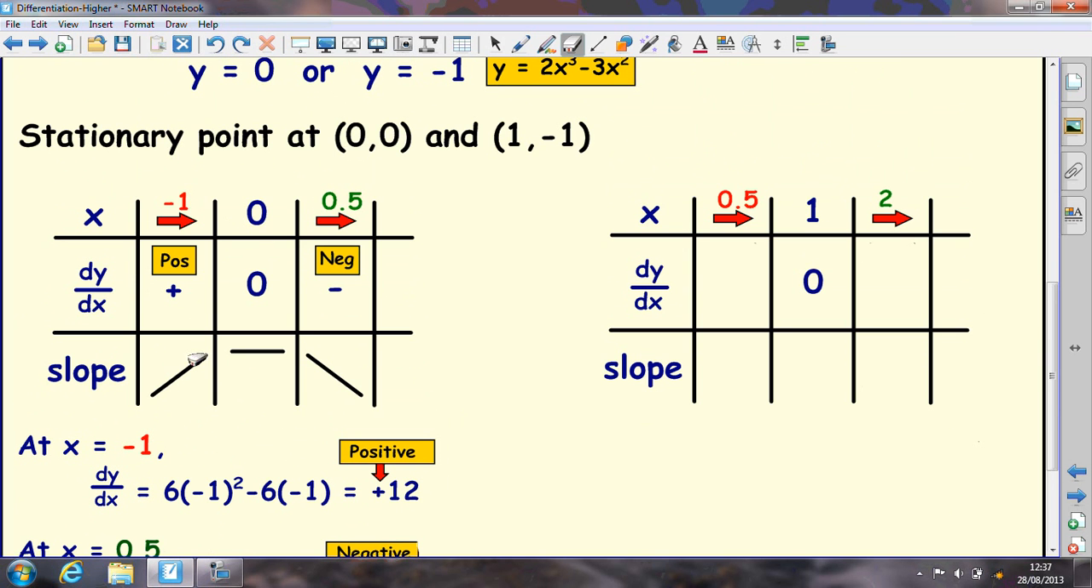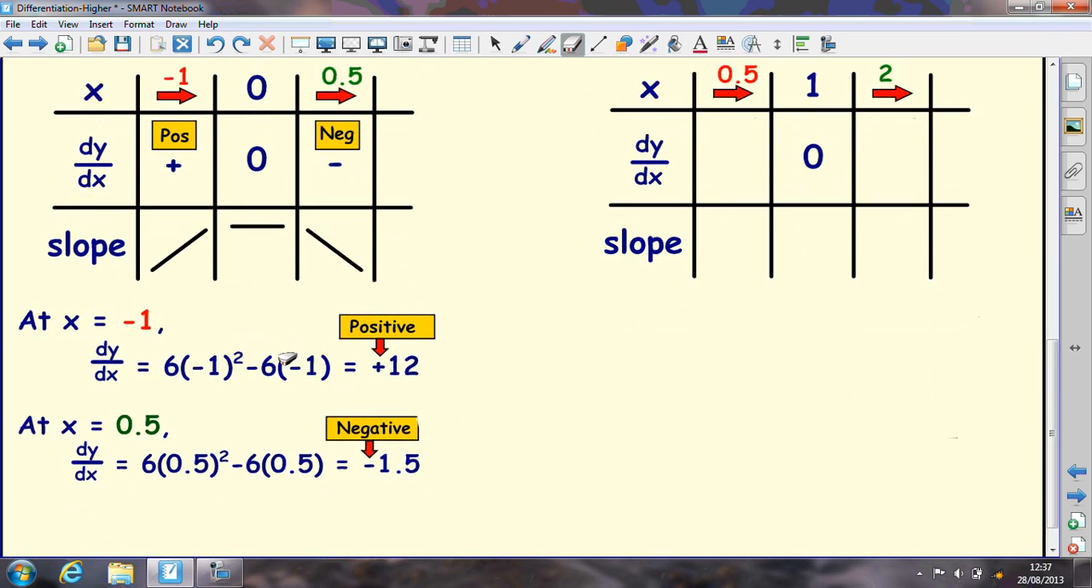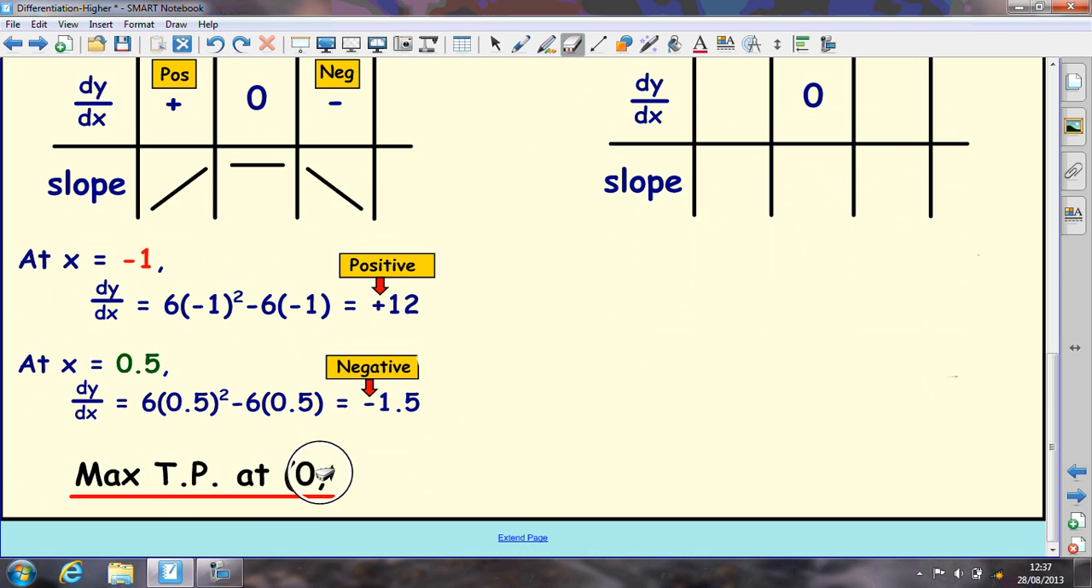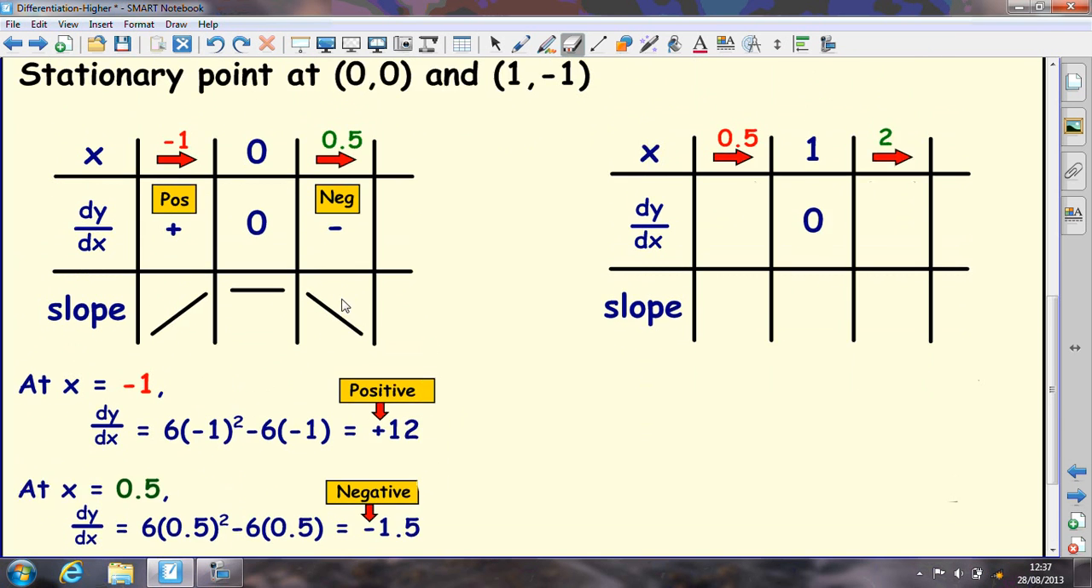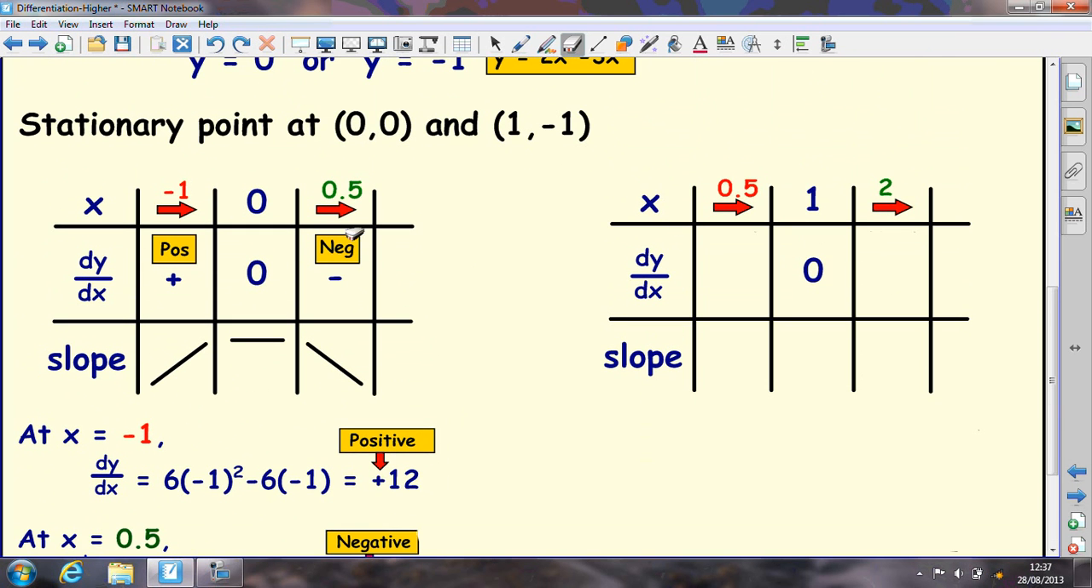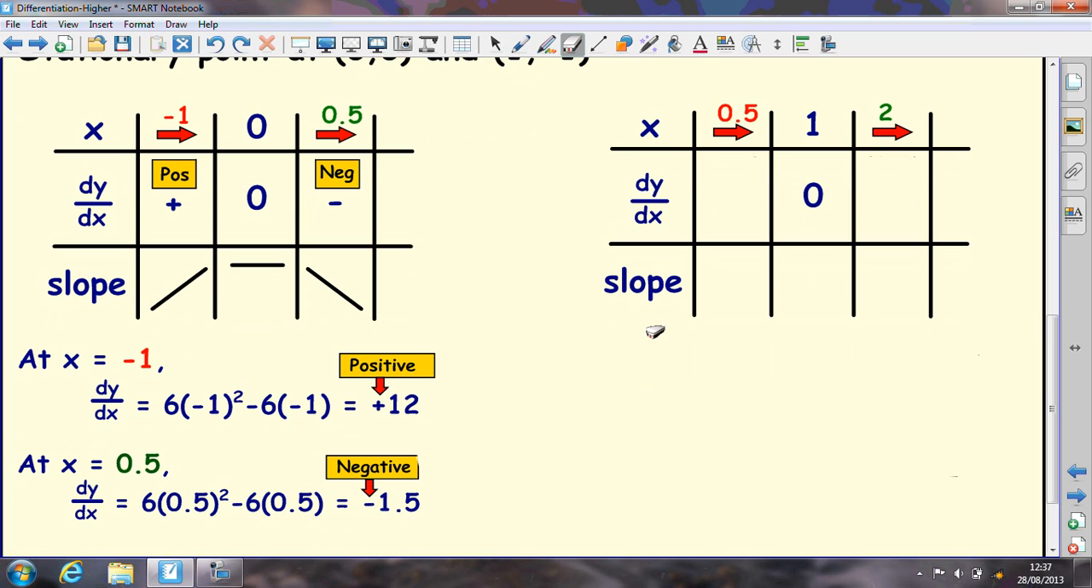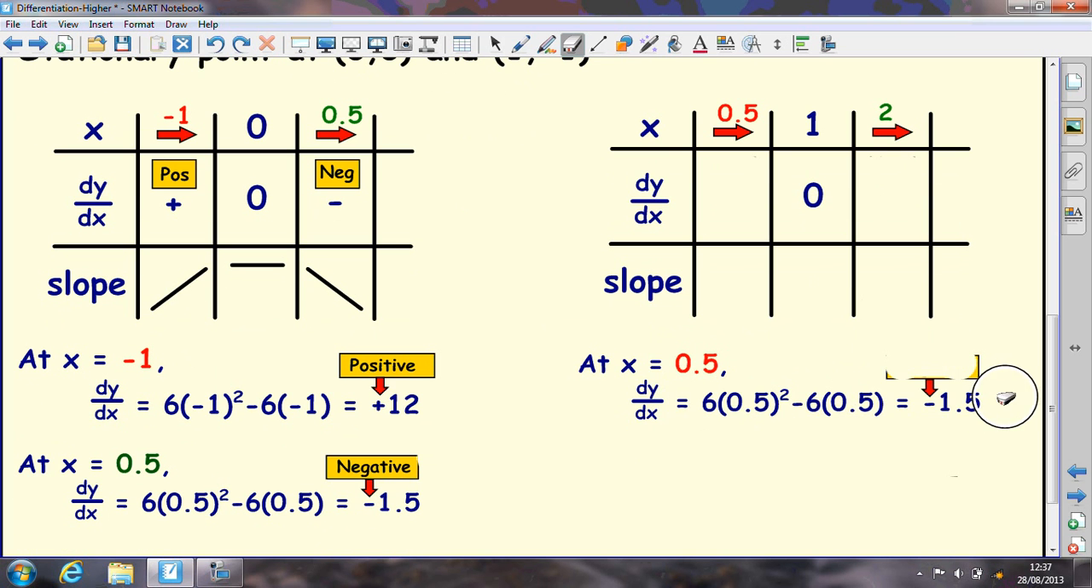So at 0, 0, we can see that's a maximum. So the maximum turning point is 0, 0. And we've already worked out 0.5. You could do it again, but we've already worked it out as negative 1.5 from down here.